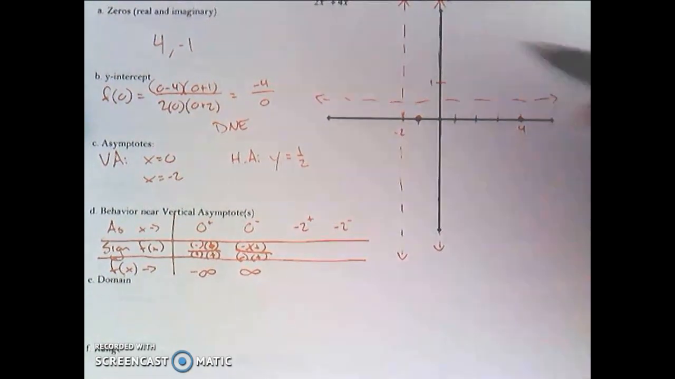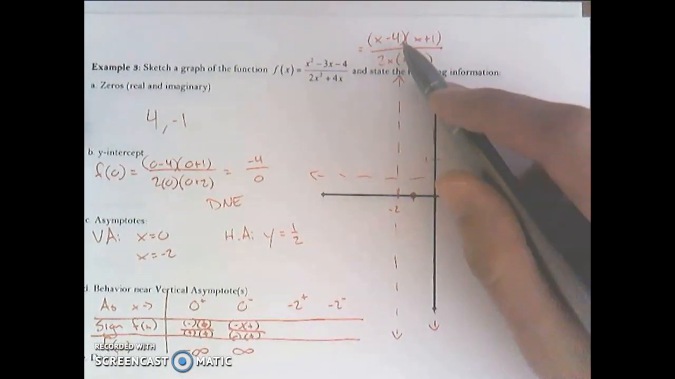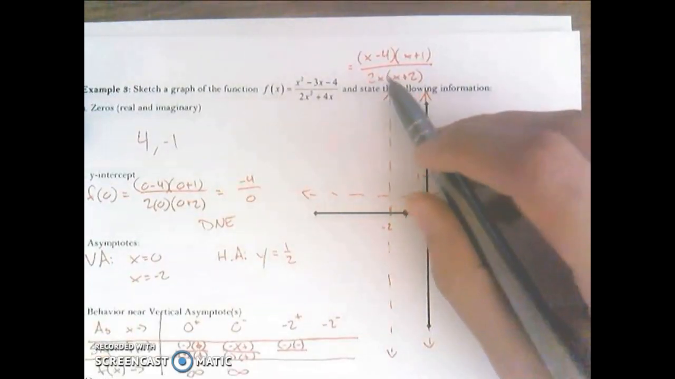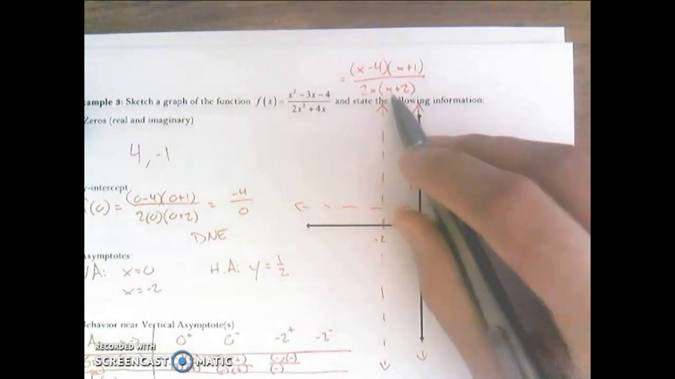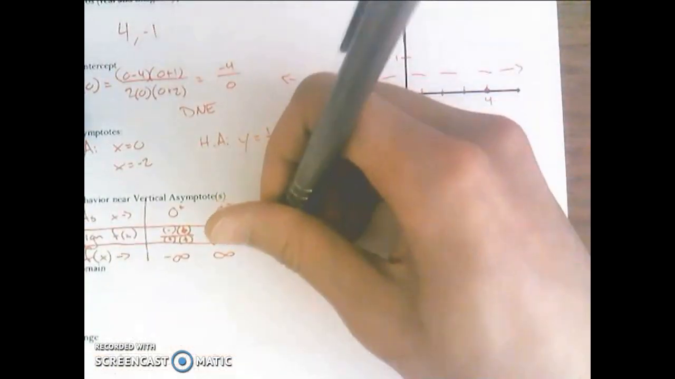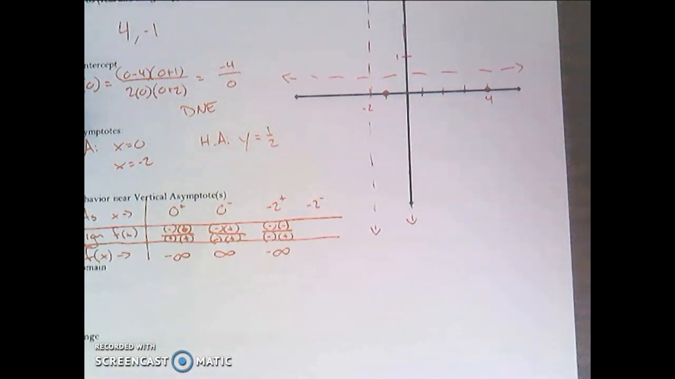Next up, we're going to look at when it approaches -2 in the positive direction. So -2 minus 4 is still negative. -2 plus 1 is still negative. -2 times 2 is a negative quantity. And then -2 from the positive side, so like -1.99 plus 2, that's going to be a positive quantity. So we have a negative times a negative, which is positive, over a negative. We're going off to -infinity.